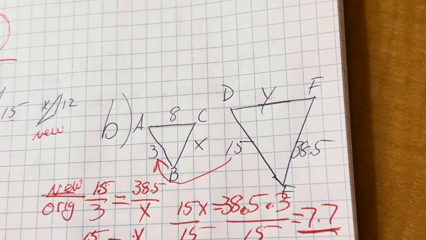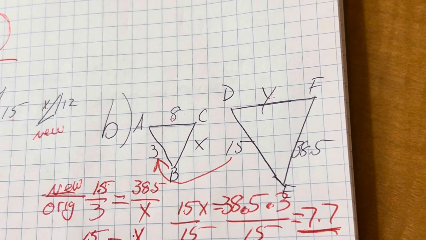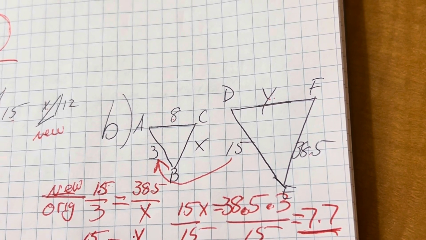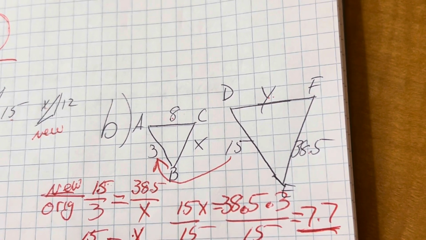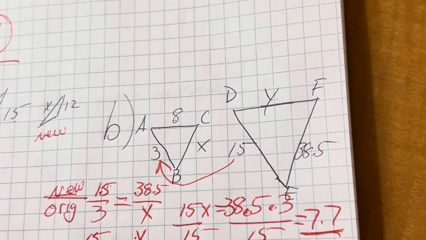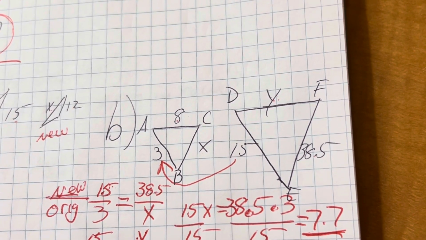Now, this one might not be so easily seen, so I'm going to just go ahead and cross multiply here. 4x equals 32 times 10.5. And I'm going to divide by 4. That becomes a 1.